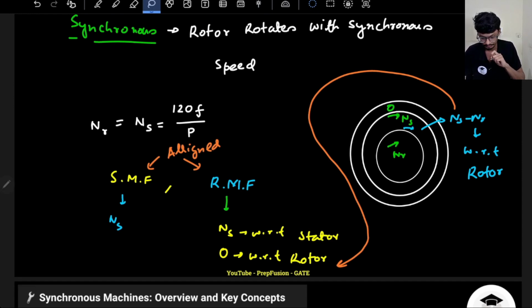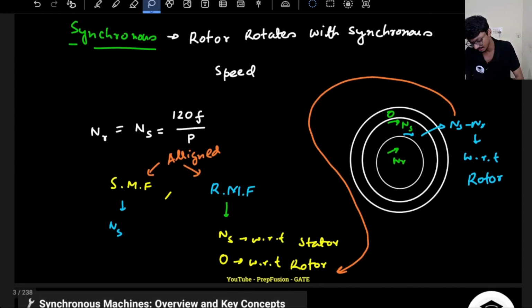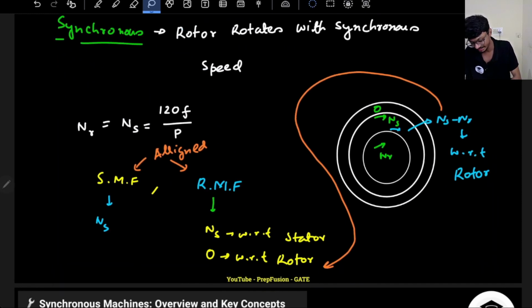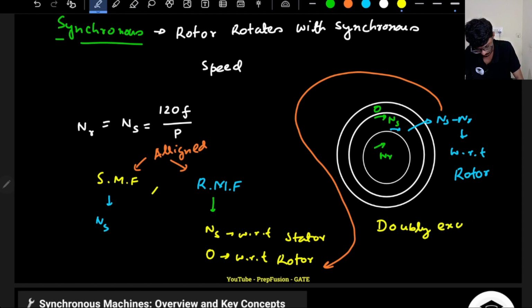Now another thing is that my synchronous machine is a doubly excited machine. Your induction machine was a singly excited machine. What do you mean by doubly excited? Doubly excited means both the stator and rotor are excited.